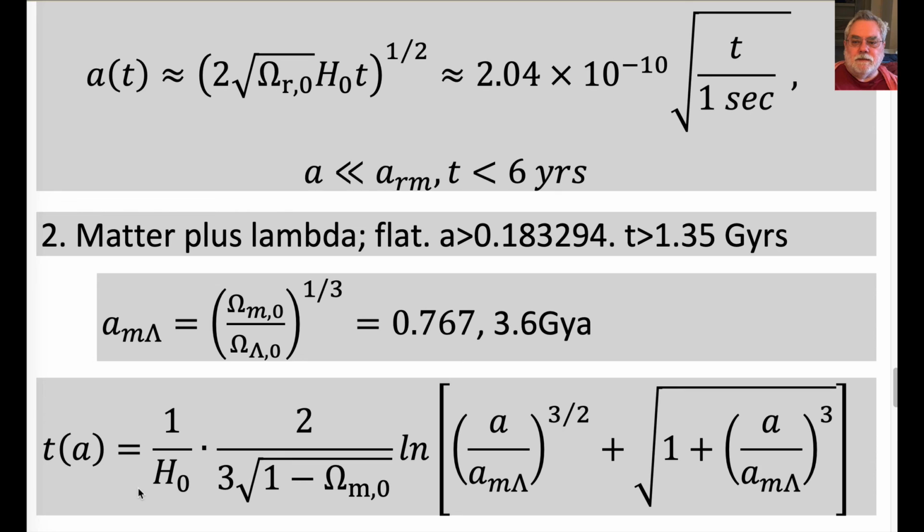This formula gives the same time as the radiation plus matter formula at scale factor 0.183294. Alternatively, we could switch between formulas around scale factor 0.1111, redshift z equals 8, at which radiation energy density and dark energy density are each 0.3% of matter energy density, around 0.64 billion years, so maximum matter domination.